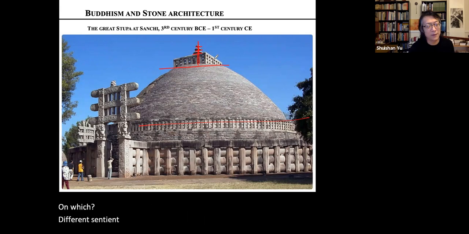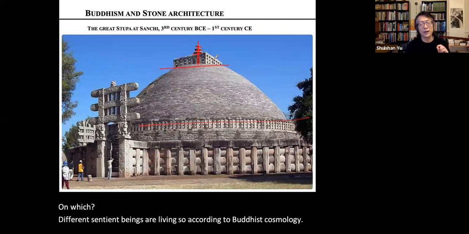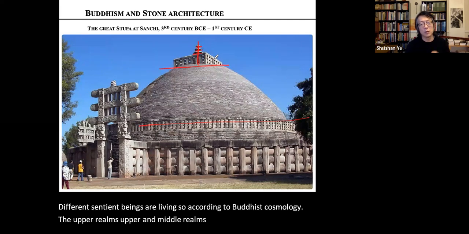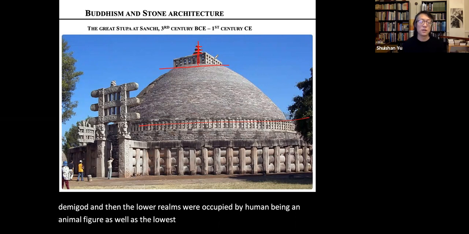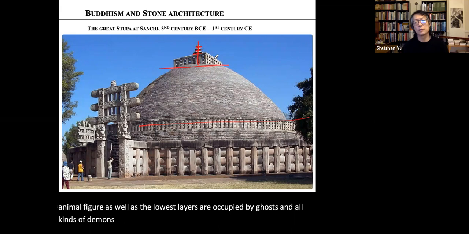So according to Buddhist cosmology, the upper and middle realms were occupied by God and the demigod, and the lower realms were occupied by human beings and animal figures, while the lowest layers are occupied by ghosts and all kinds of demons, etc. So that's the Buddhist cosmology, and it seems that the three umbrellas and the axis are a perfect summarization of that cosmology.